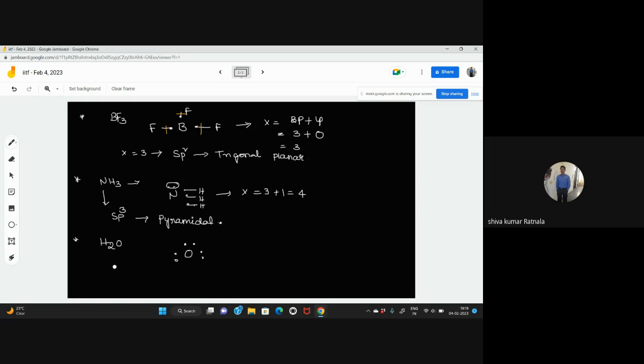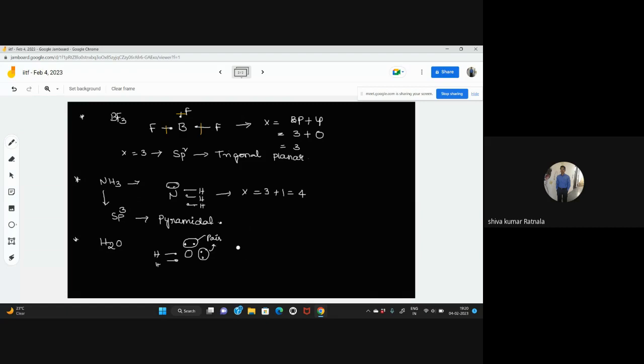So here we know each hydrogen can form one bond. So this is one hydrogen and this is one hydrogen. Two bonds. And for the remaining lone pairs, 4 electrons will become 2 pairs. This is one pair and this is one pair.